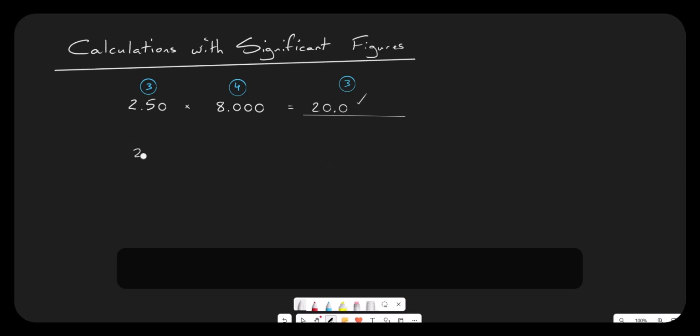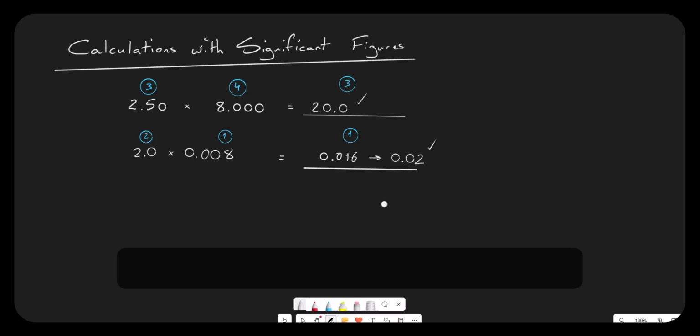What if I have 2.0 times 0.008? Sticking with 8. 2.0, this has 2 significant figures. 0.008, leading zeros are not significant, so this has 1 significant figure. Which means when I come up with my answer, I need my answer to have 1 significant figure. I do this math and I get 0.016, but I need 1 significant figure. So I'm going to round this thing 0.02, and now I have 1 significant figure.